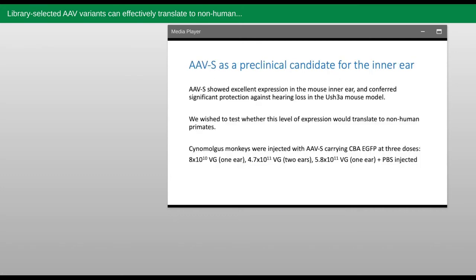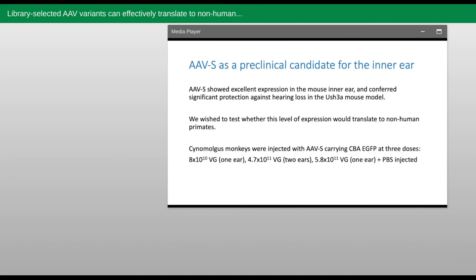So far we've been able to show that AVS does drive really excellent expression in the mouse inner ear, both when looking at GFP expression as well as protecting loss of hearing in an Usher 3A mouse model. Obviously, the next logical step was to see whether this would translate to larger animals, to a non-human primate. And so we embarked upon another small pilot study.